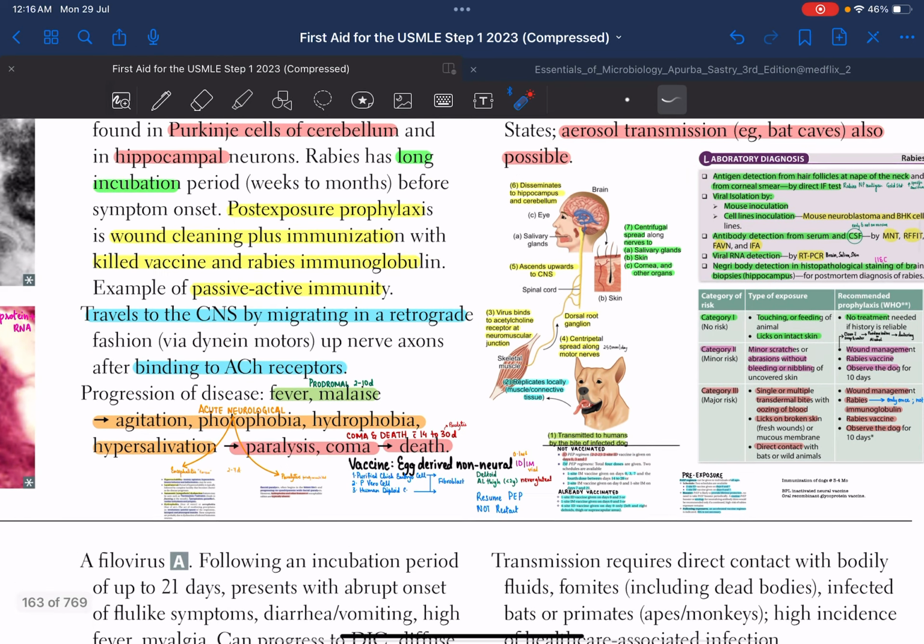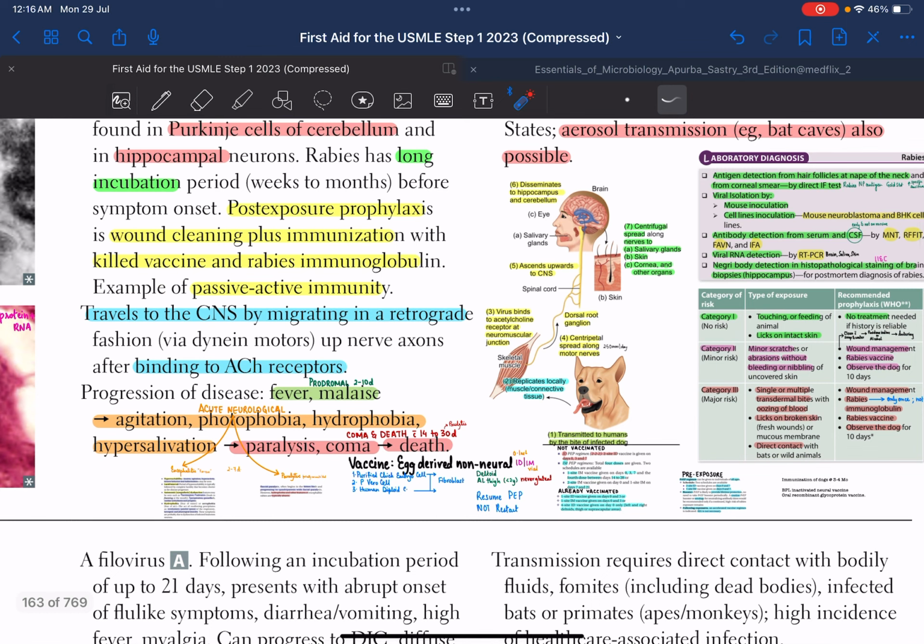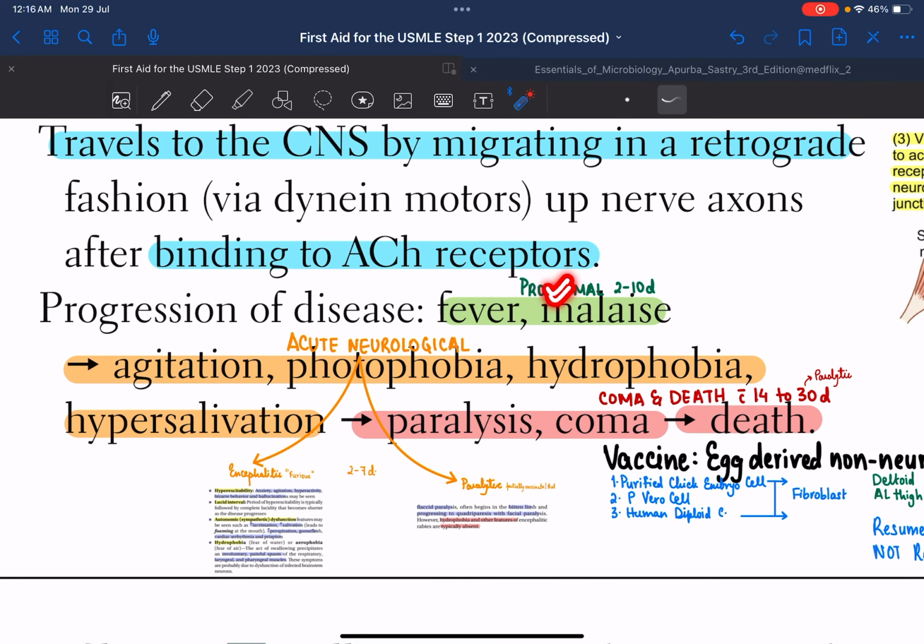The rabies virus basically is divided into 3 phases of clinical manifestation. The first one is the prodromal phase, followed by an acute neurological state, and followed by coma and death.